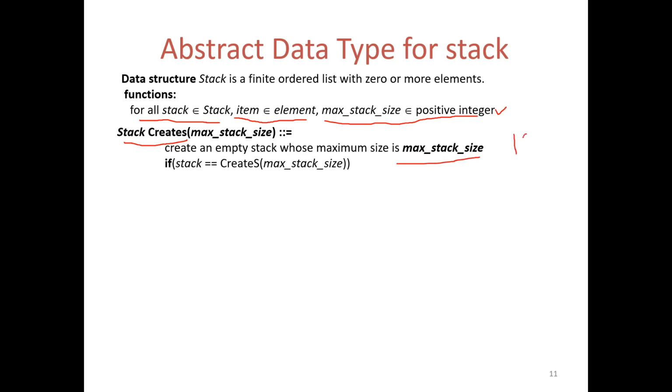Suppose the maximum capacity is 10 and each data is of type integer, which is 4 bytes in C. Then 40 bytes are reserved. The maximum capacity is 10, but there is no element in the stack. Each element takes 4 bytes, so a total of 40 bytes are reserved. So that returns a stack, created with this size.